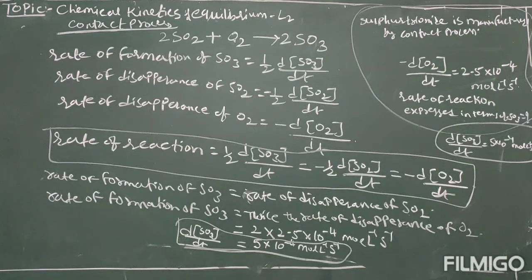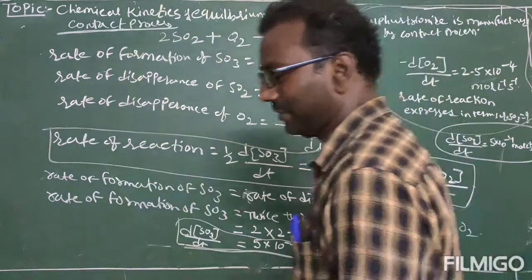Now one more problem. Note down. For a chemical reaction 2x plus y gives rise to z, the rate of disappearance of z is 0.05 mole liter inverse per minute. Find the rate of disappearance of x.